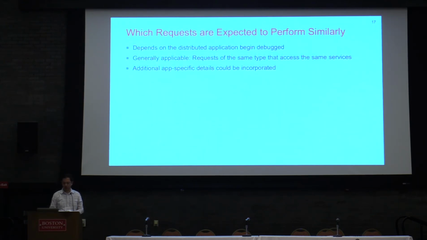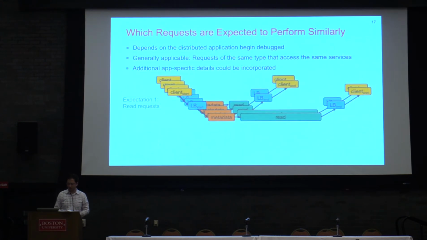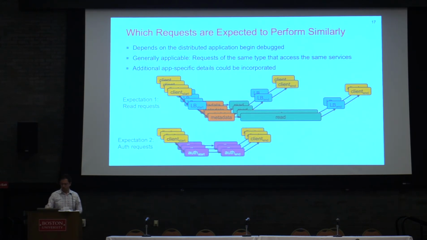So the grouping is grouping workflows that are expected to perform similarly. And this expectation depends on the application that's being debugged. But a generally applicable expectation that we found is that requests of the same type that access the same distributed system components generally should perform similarly. But additional application-specific details could also be incorporated. For example, if you're a storage system, maybe you could say read requests that are also of similar size should perform similarly. So for example, here's a group of read requests and a group of, for example, authentication requests.